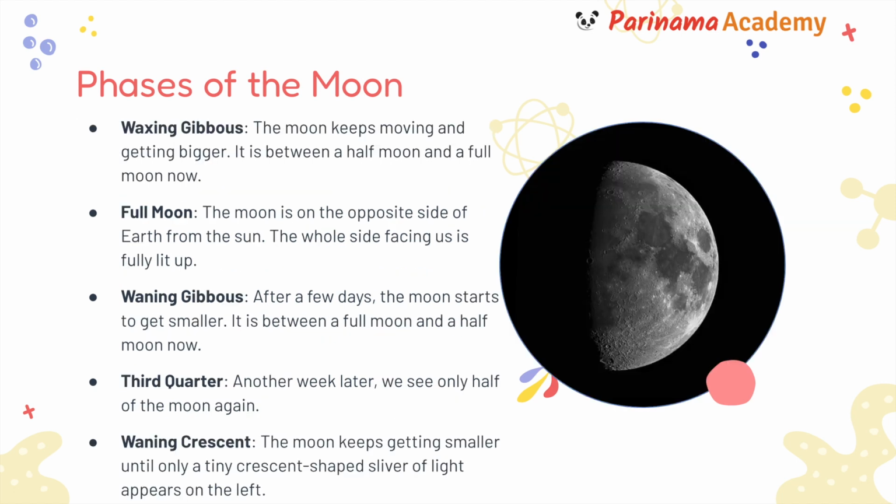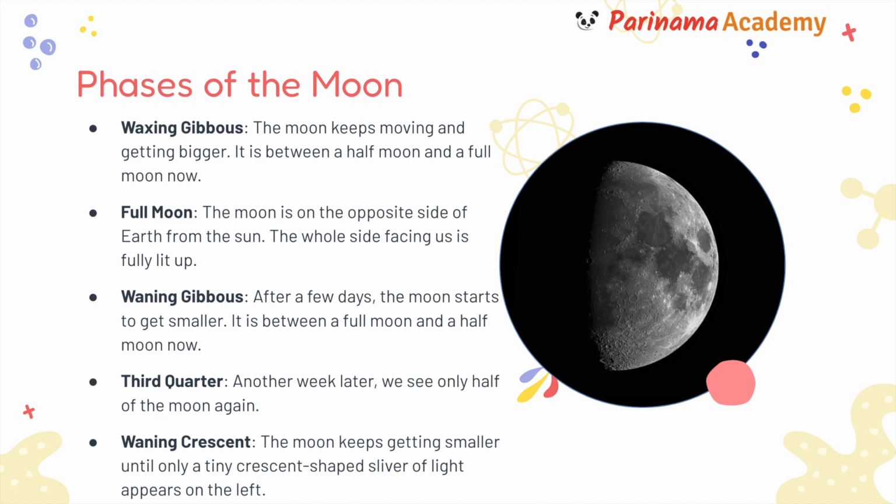Waxing gibbous. The moon keeps moving and getting bigger. It is between a half moon and a full moon now. Full moon. The moon is on the opposite side of Earth from the sun. The whole side facing us is fully lit up.